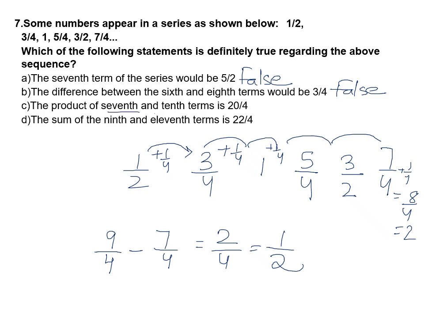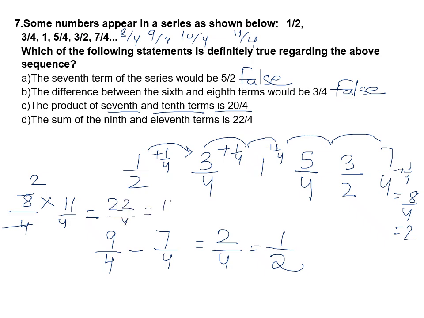The product of the 7th and the 10th term is 20 by 4. The 7th term is actually 8 by 4, which we have calculated. The next term is 9 by 4. The next term is 10 by 4. 11 by 4. We keep on adding 1 by 4 to it. So we need the 10th term. 1, 2, 3, 4, 5, 6, 7, 8, 9, 10 into 11 by 4. That is 22 by 4. We can say 11 by 2. So the product is not 20 by 4. No, it is again false.